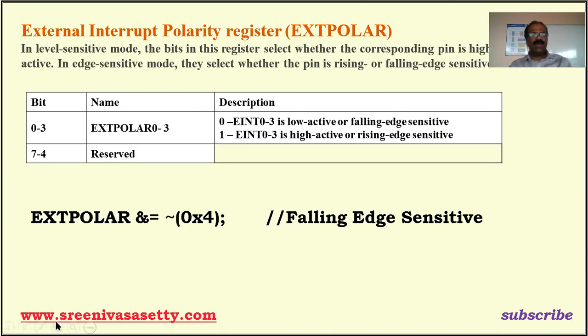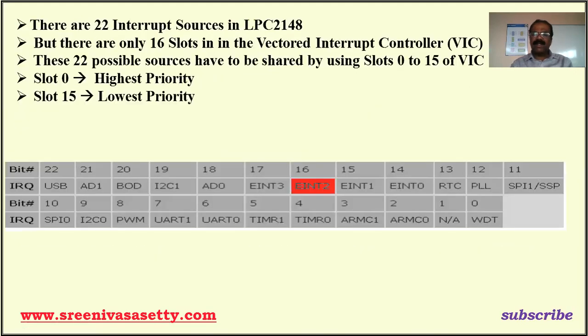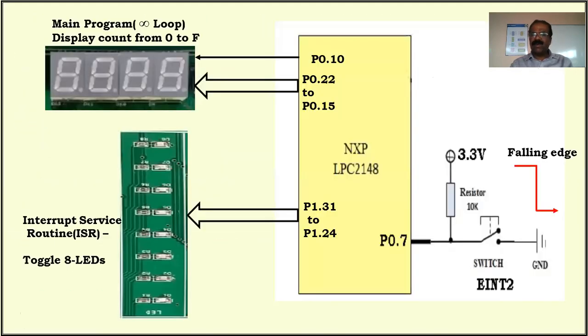Now one more register, the external interrupt polarity register, EXTPOLAR. Polarity means whether it is positive or negative. I already told you about this. There will be two cases. One is a positive edge, 0 to 1, called positive. 1 to 0 is called negative edge. Positive and negative, or in another way, rising and falling. Therefore, in this case, tell me, rising or falling? We are going to change from low to high or high to low.